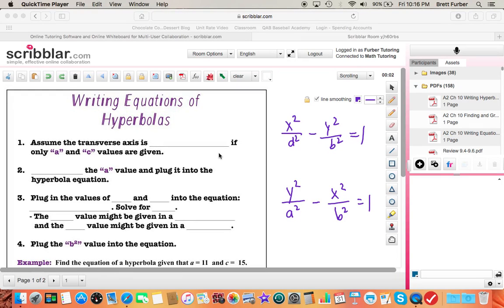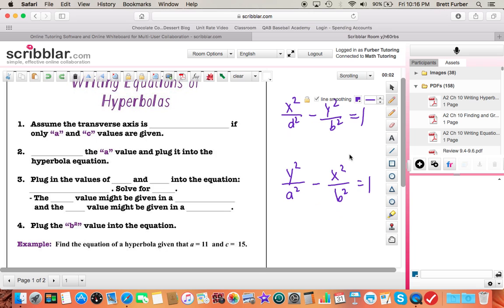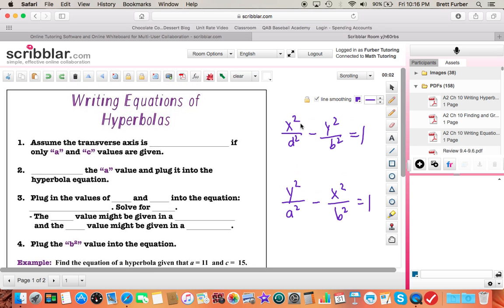Okay, so we're going to finish up our notes on that last page regarding writing equations for hyperbolas. Remember that these are the two equations for writing hyperbolas. If the x squared is over the a squared, then this is a horizontal axis, so the vertices and the foci are going to be on the x-axis. If it is a vertical axis, then the y squared is going to be over the a squared. So that gives us the two that we're dealing with.